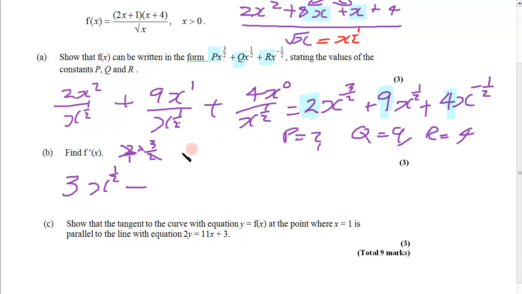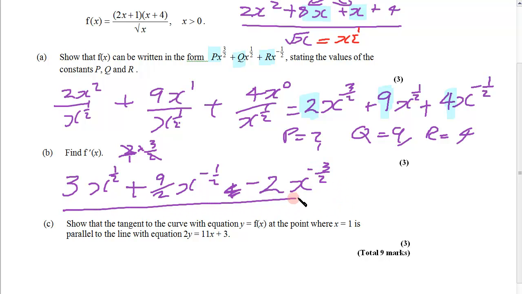We go plus 9 times by a half gives us 9 over 2 or 4 1/2 x. Now we take off 1 here to give us x to the minus a half. Minus half times 4 gives us minus 2. Take off another 1 off the power, we get x to the minus 3 over 2. And that is our differential.